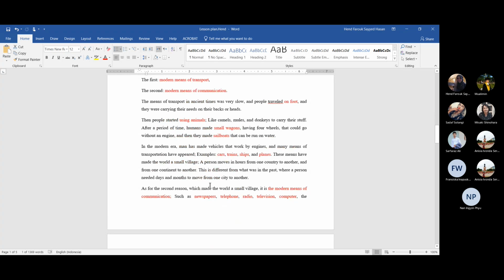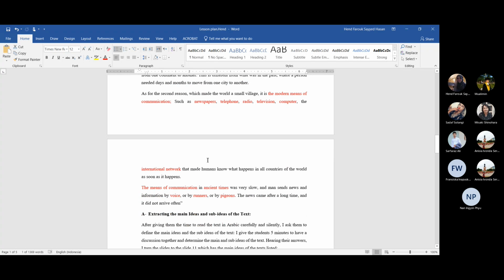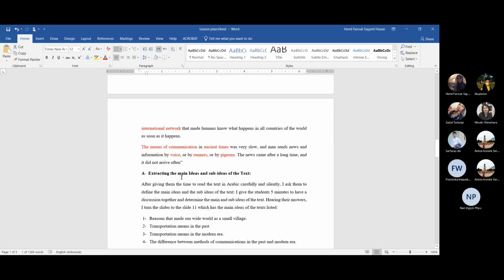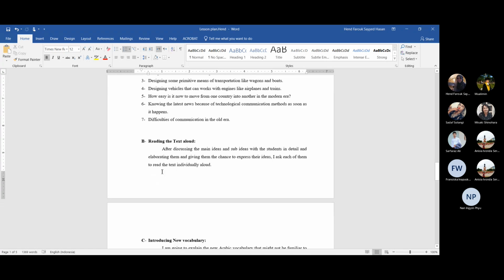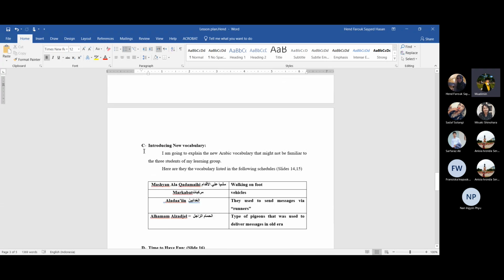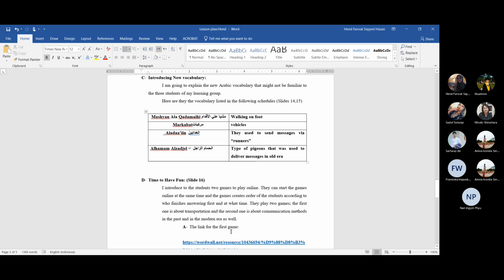I even translated all the text into English because I know that maybe the teacher doesn't know Arabic. So everything: the first step, extracting the main ideas and sub ideas of the text. Then reading the text aloud. Then introducing new vocabulary, like مشي, walking on foot, مركبات, vehicles, العدائين, the runners, and الحمام والزاجل, types of pigeon that were used to deliver messages in the old era.